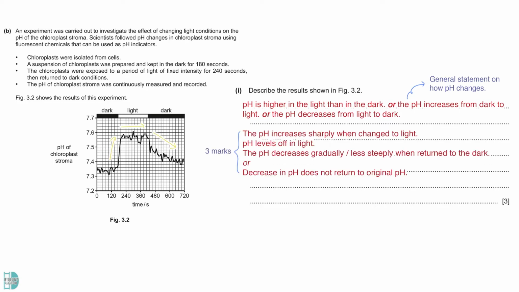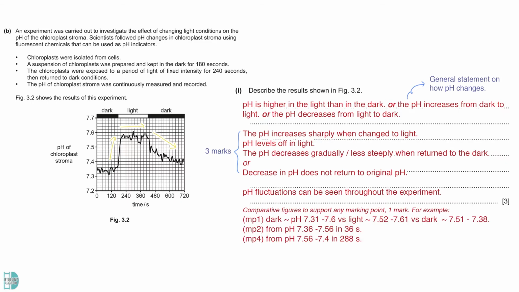Then, give the details of each part, how it increases, levels off, and decreases. The graph also shows that the pH fluctuates throughout the experiment. The last mark is given to any comparative figures to support the point. For example, to support marking point number 1, you can quote the pH range in the dark and light conditions. For this point, remember to place them right after the point they are supporting. Do not place the data quote in the end.